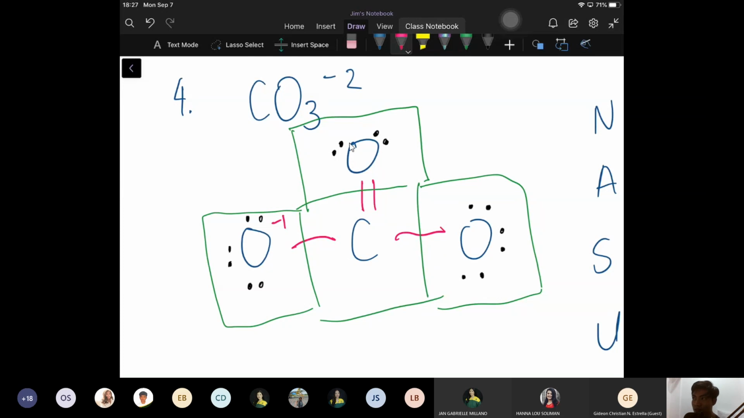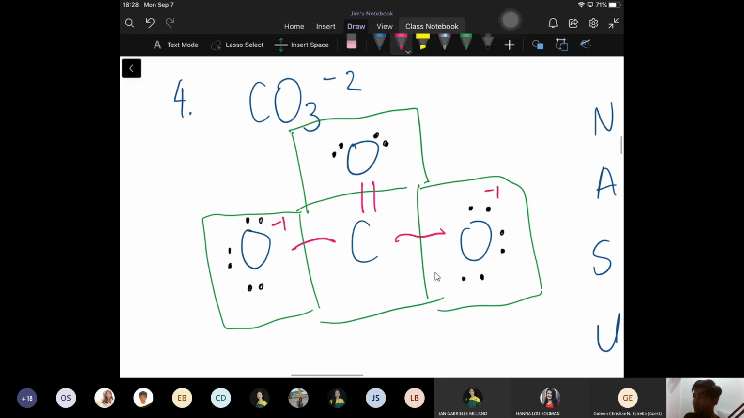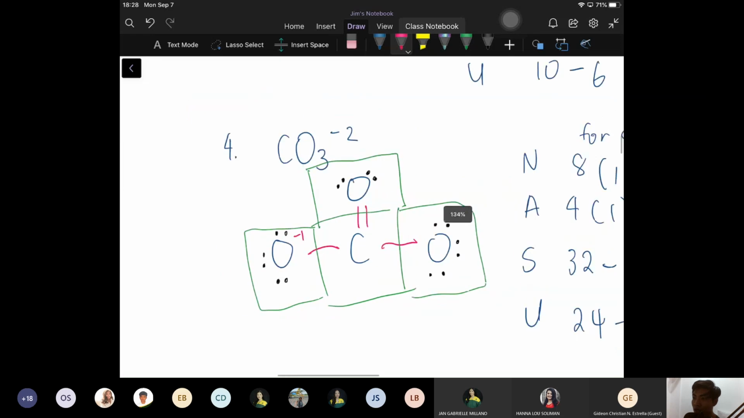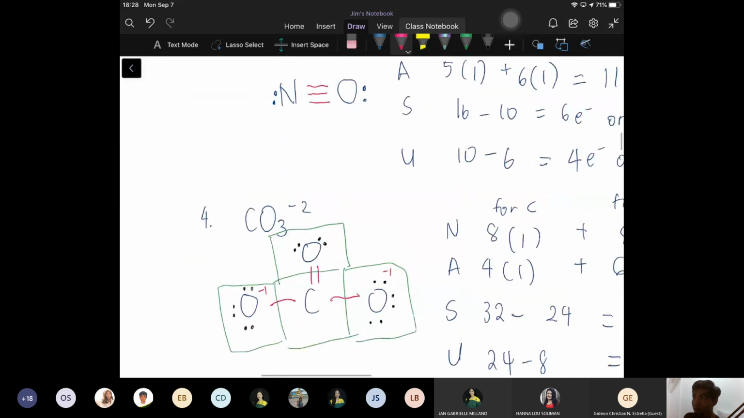This oxygen has a valence of 6. How many electrons does it have? 1, 2, 3, 4, 5, 6. So it also has no charge. This oxygen has a charge of -1 because there are 7 electrons around it. Again, if you add all the formal charges of the atoms in the molecule, that corresponds to the total charge of your molecule. -1 plus -1 is -2. That's why the charge of carbonate, or CO3, is -2.